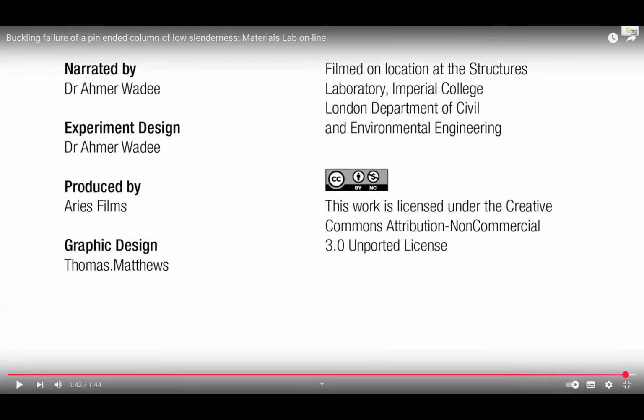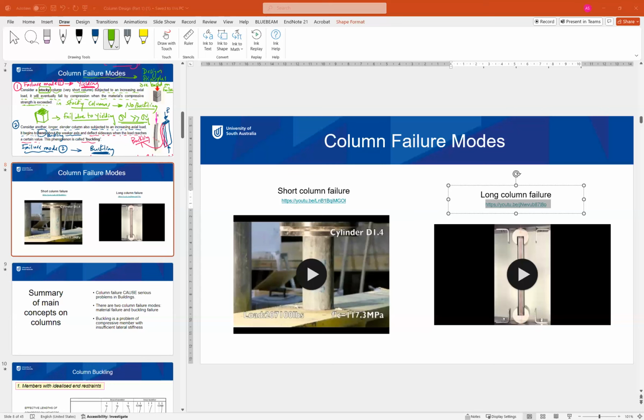Okay, guys, this was a video of the column buckling testing, or compression testing, which led to failure of the column due to buckling.